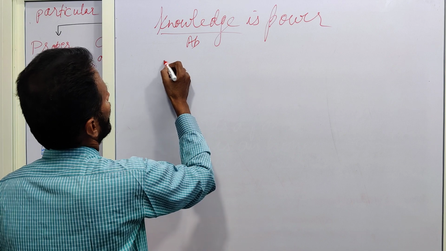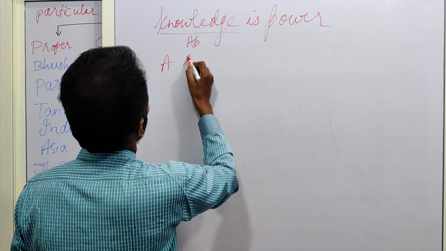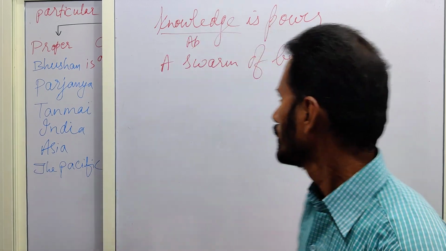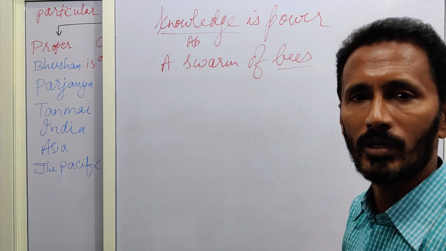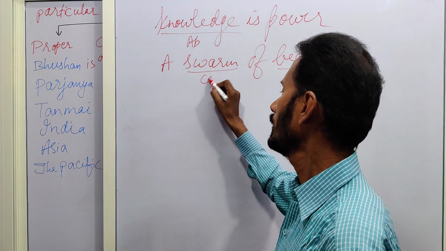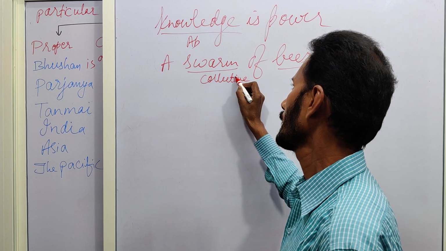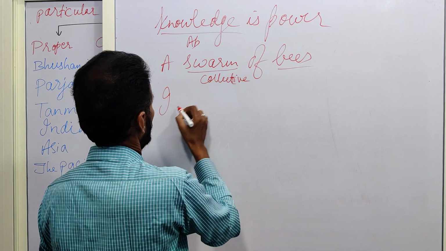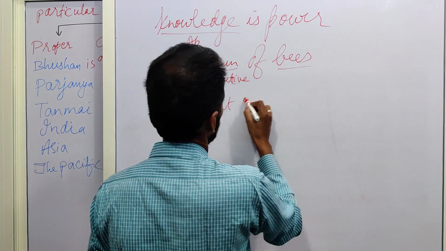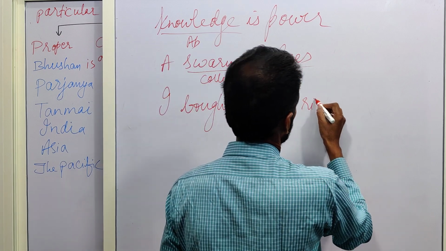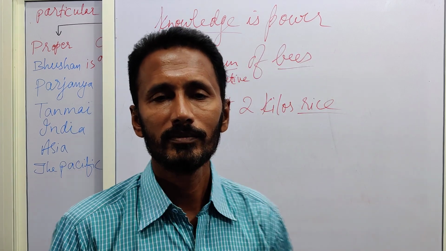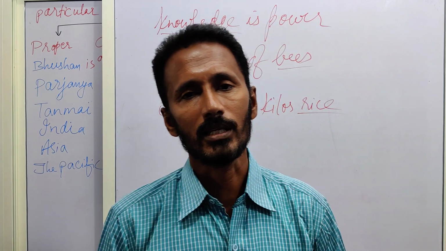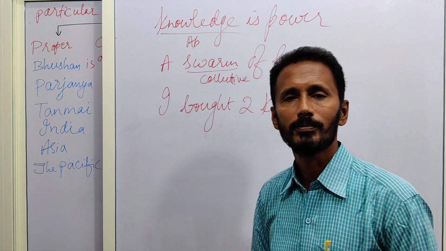In the same manner, a swarm of bees. Here bees is called a common noun, and swarm is called a collective noun. In the same manner, I bought 2 kilos of rice. Here rice is called a material noun. Again I have said that it can be called an uncountable noun. Anyway, it is called a material noun.